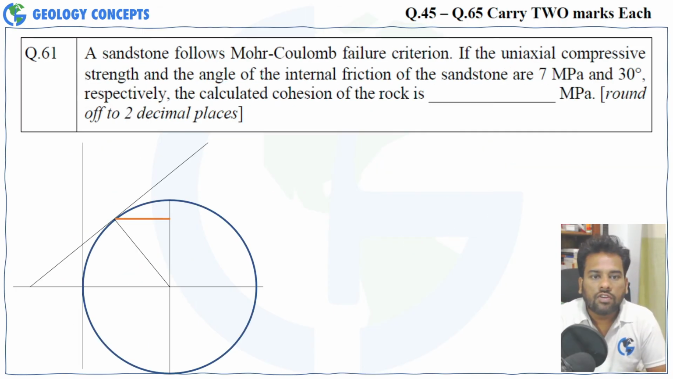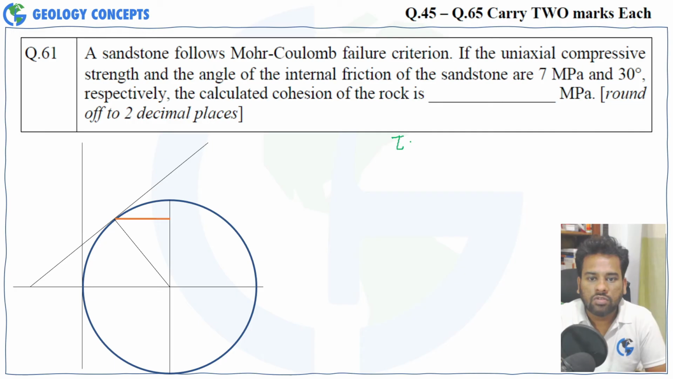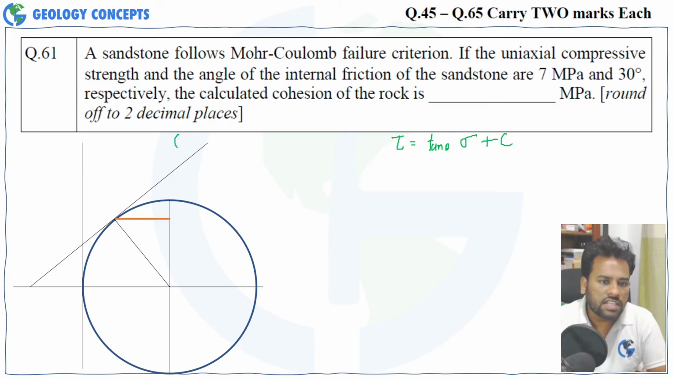A sandstone follows the Mohr-Coulomb failure criteria. Now, the uniaxial compressive strength and the angle of internal friction of the sandstone are given. The Mohr-Coulomb fracture criteria is given by tau is equal to tan theta sigma plus c, which is the equation of this line. Now this is the theta angle, which is given in the question as 30 degrees.